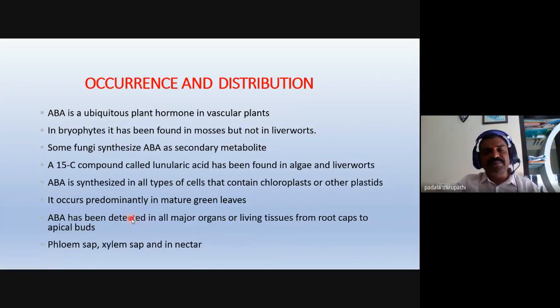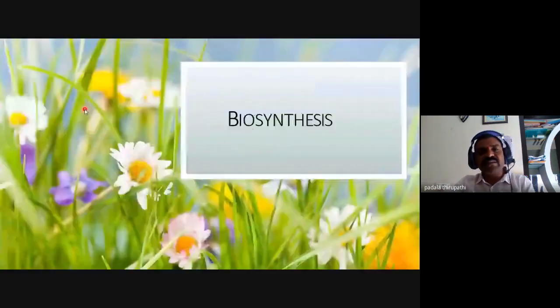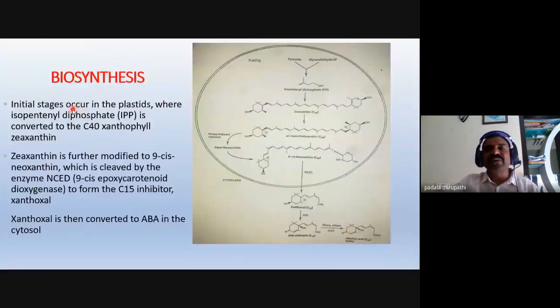Abscisic acid has been detected in all major organs and living tissues, from root caps to apical buds. So the entire plant is responsible for the synthesis of abscisic acid. It is also found in phloem sap, xylem sap, and in nectar.